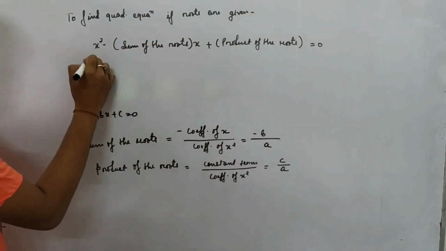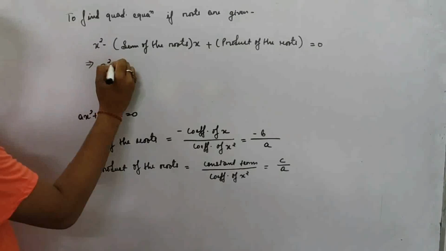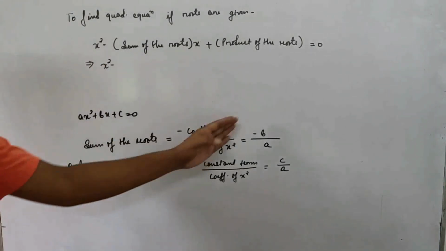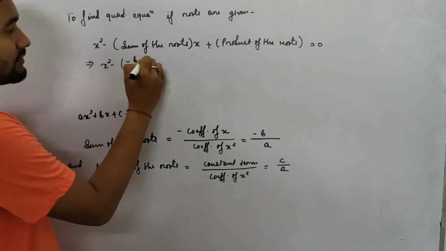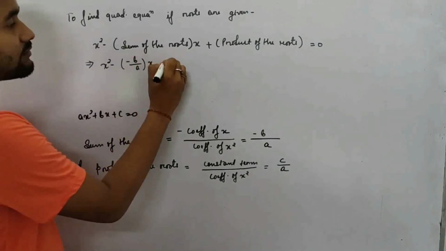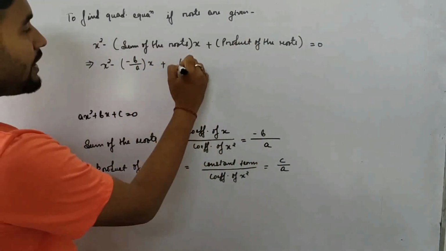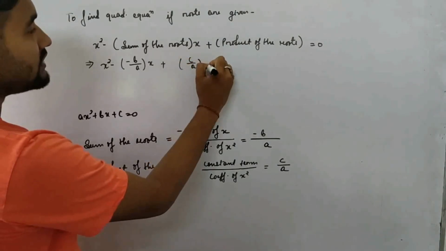So you see, easily you will get the quadratic equation x square minus, what is the sum of the roots? Minus b by a. So if I put over here minus b by a x plus, what is the product of the roots? c by a. Substitute c by a over here.